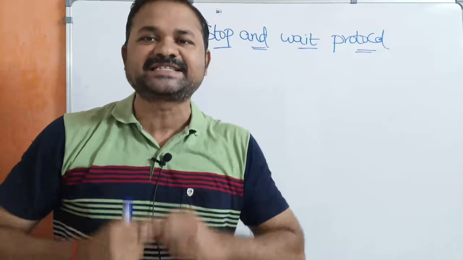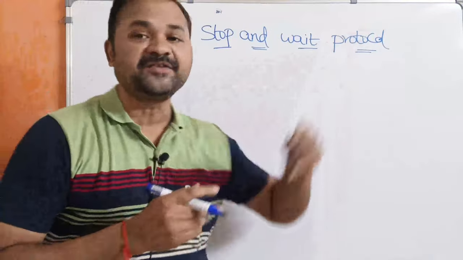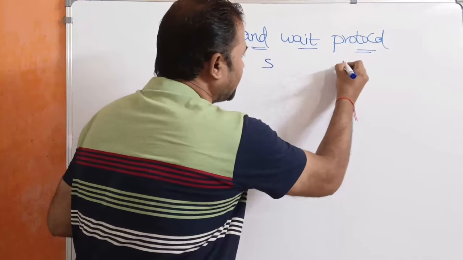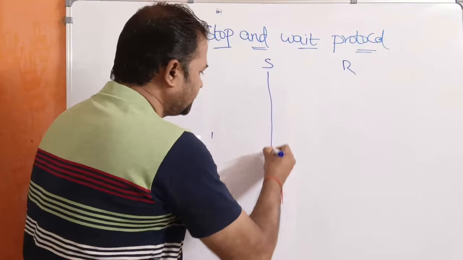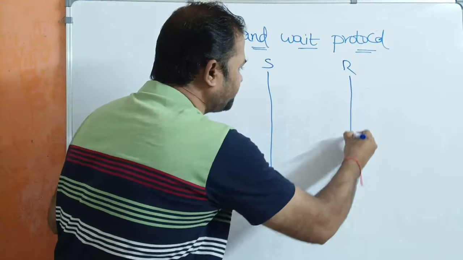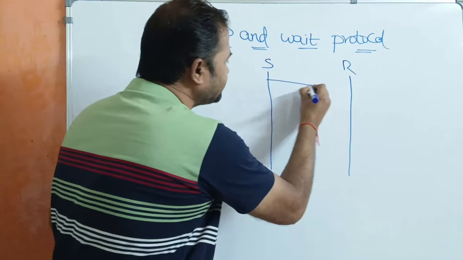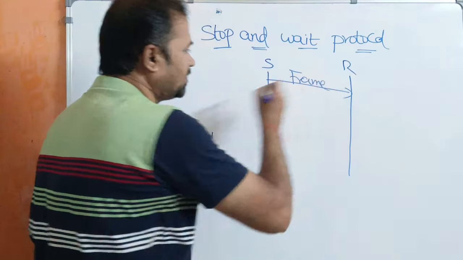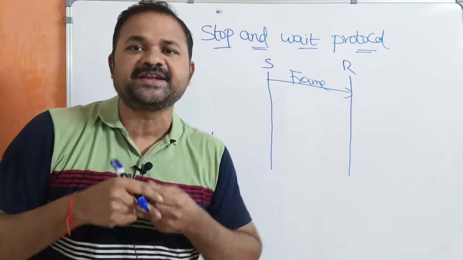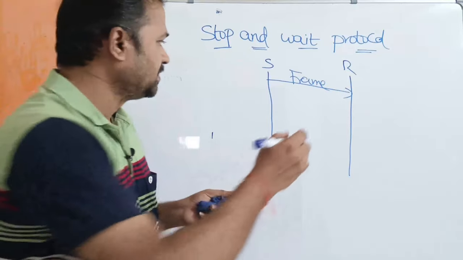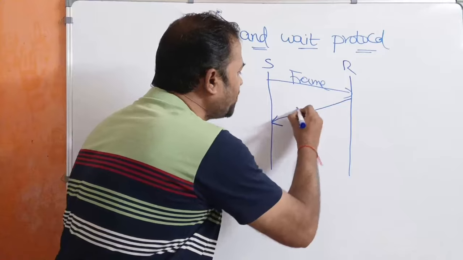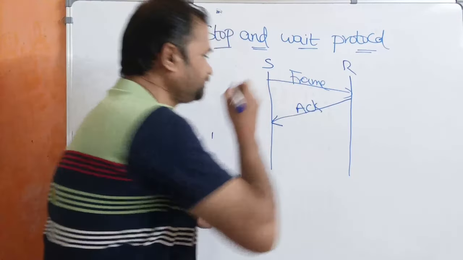Now let us discuss the stop and wait protocol. Here we have a sender and a receiver. Stop and wait protocol is very simple. The sender sends a frame to the receiver and waits for an acknowledgement from the receiver. The receiver receives the frame and sends an acknowledgement to the sender.